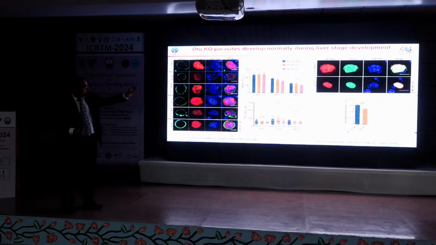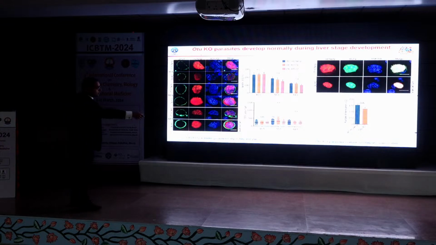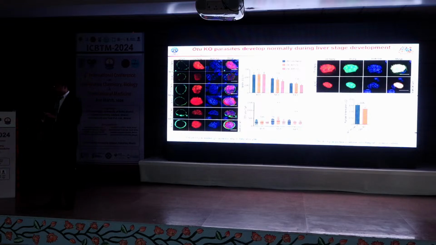And looking at the maturation of the parasite, we stained with the merozoite protein antibody, MSP1. There is normal maturation in the case of the OTU knockout, suggesting that OTU visually does not show any defect throughout its development process.